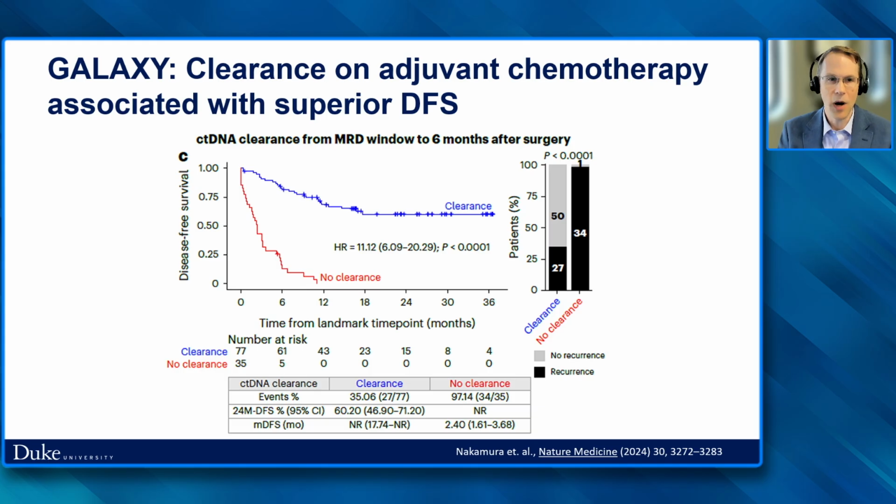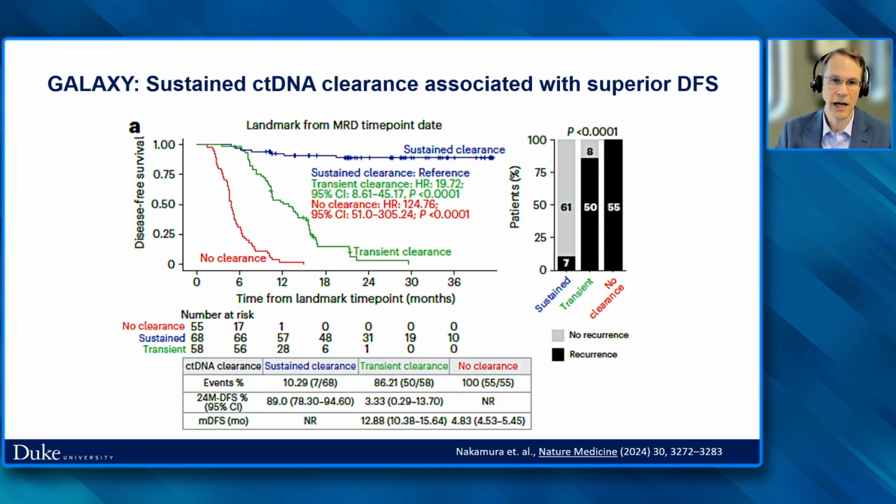And then finally, we start to get into this question of, well, why are patients doing better? Presumably, if somebody has a positive result where DNA fragments are detected in blood, we need to do something about it. And the most obvious thing we can do is try to clear out that positive result with adjuvant chemotherapy. How much does that help disease-free survival? The Galaxy study gives us some guidance on this. We see that for those patients that had ctDNA clearance from the MRD window to 6 months after surgery, we see a much better disease-free survival. It goes all the way from basically everyone recurring if you don't clear, up to a 2-year disease-free survival of 60% if you do clear that circulating tumor DNA.